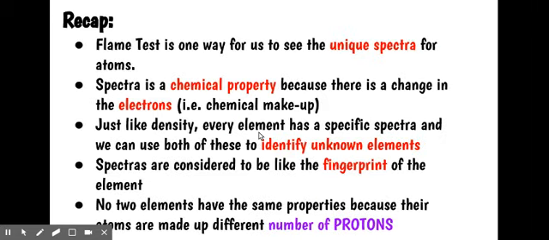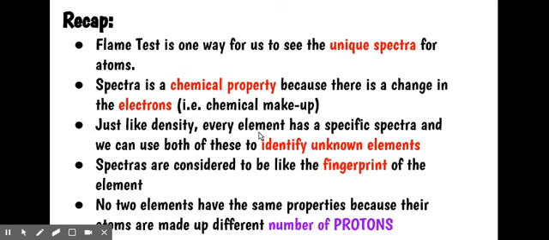Other things that would be important to know: the flame test is one way for us to see or get the spectra. Spectra is a chemical property because there's a change in the electrons, which means there's a change in the chemical makeup. The physical property that could be something that we could use is density. Remember when we went back to our unknown metals, every element has a specific density. And we can use that density or the spectra to find unknown elements. So that's what they use them for.